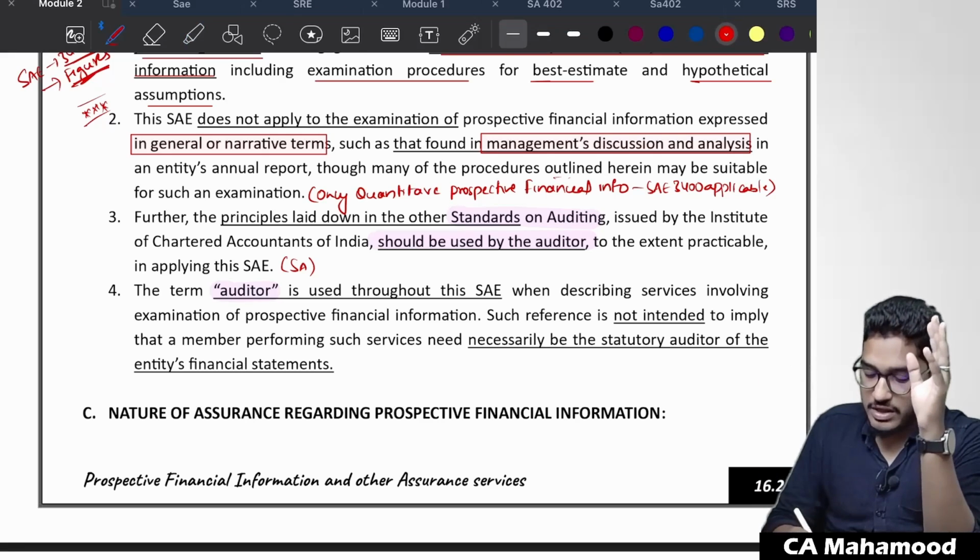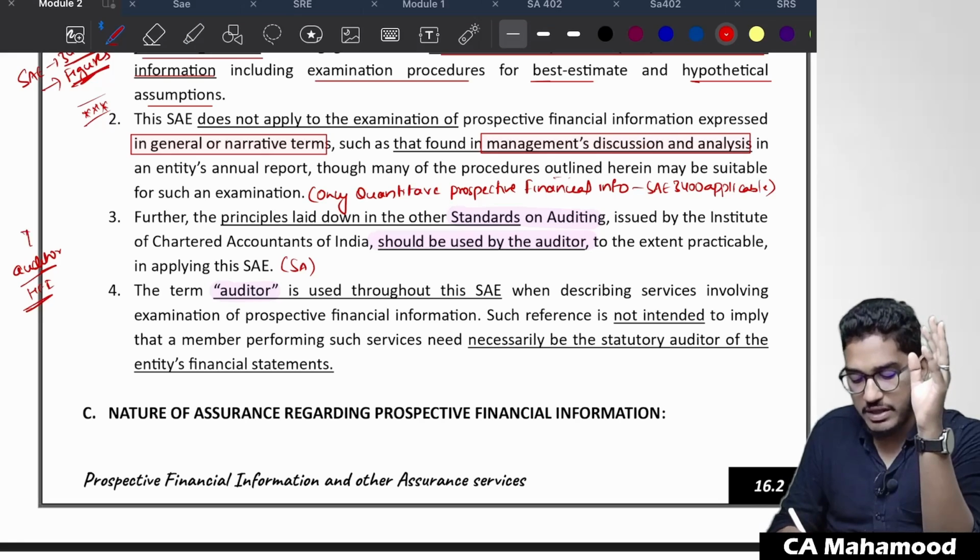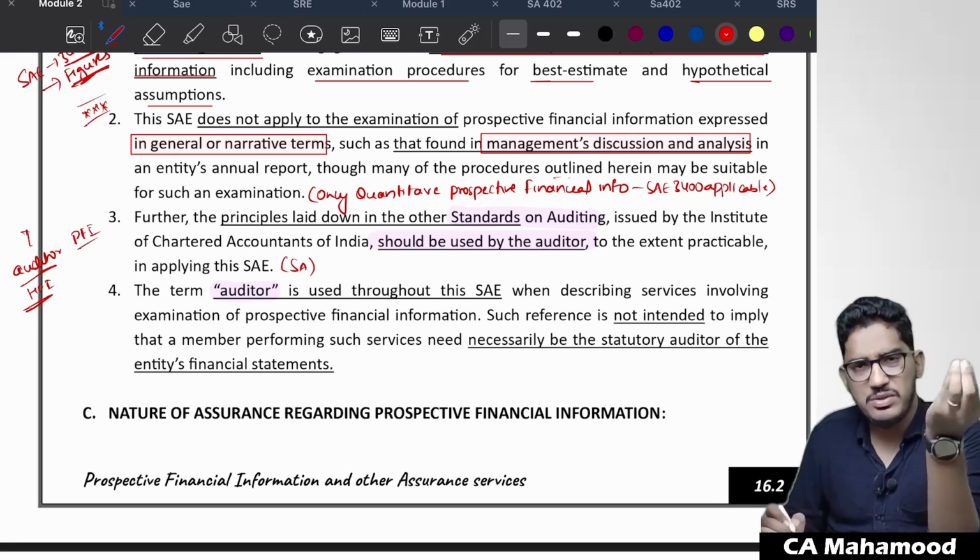So what they wanted to say here is the auditor can be a different person. The person who is conducting the audit of historical financial information and giving the audit report can be different, and the person who is verifying their prospective financial information can be different.